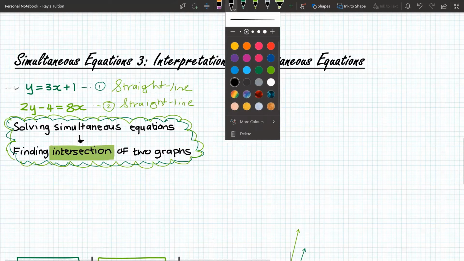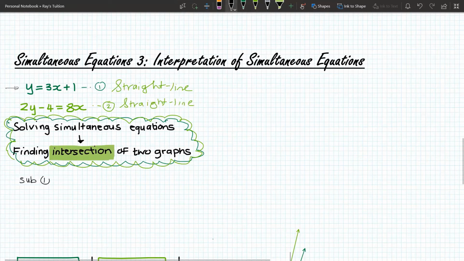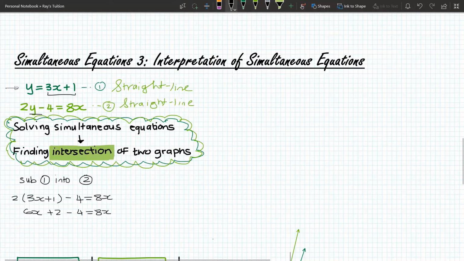So since y is the subject, I'm going to substitute equation 1 into equation 2. So that means wherever I see a y in equation 2, I'm going to replace it with 3x plus 1. So this here becomes 2 times (3x plus 1) minus 4 is equal to 8x. Distributing, we get 6x plus 2 minus 4 is equal to 8x. And then solving the equation, minus 2 is equal to 2x, giving us that x is minus 1. So that is the first solution.